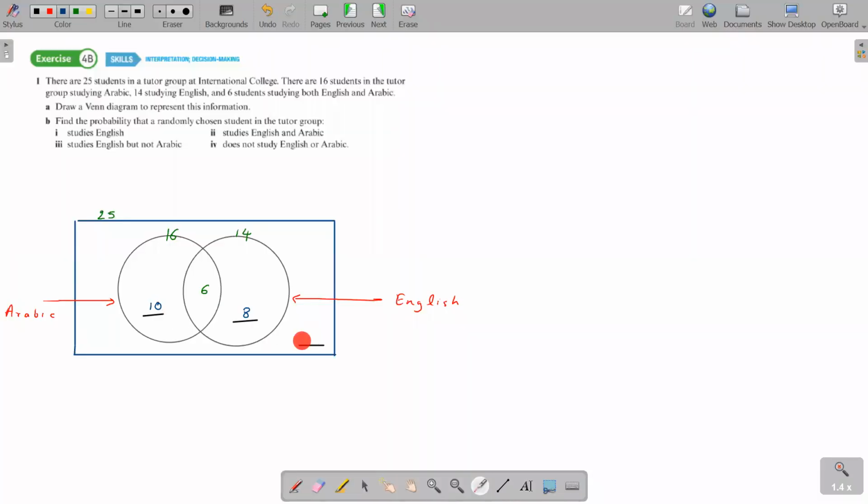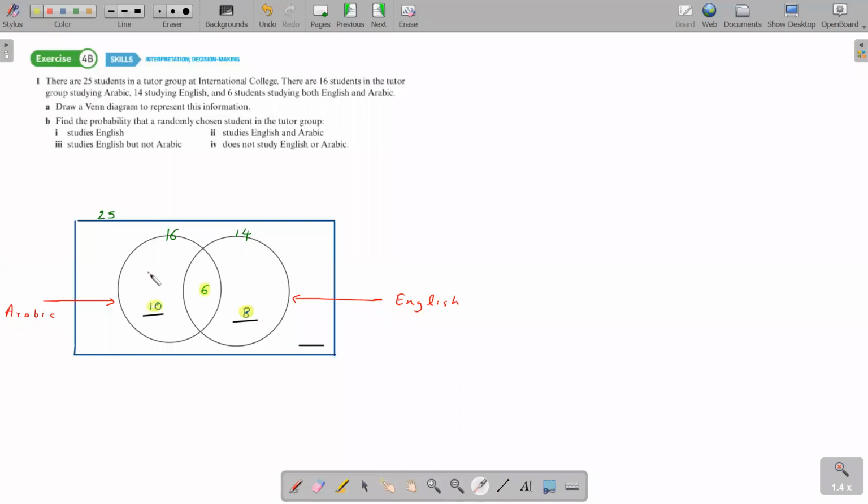Okay, so to get the number of people who are outside both the circles, you consider the individual values in the region. So there's 10 here for only Arabic, 6 in this second region, both English and Arabic, and 8 who speak only English. So you add these three values so that you get the total of all the three parts inside the circles, and you subtract it from 25.